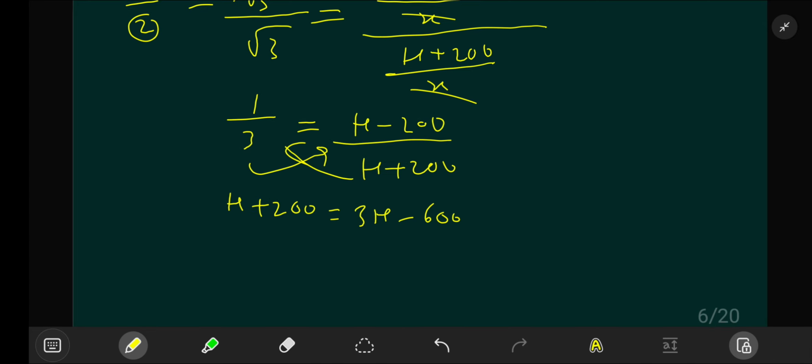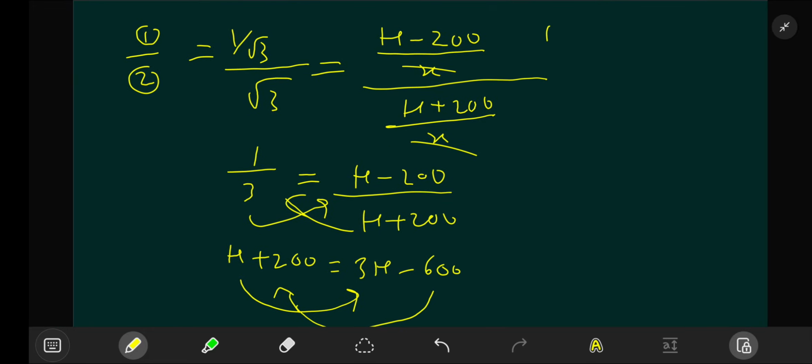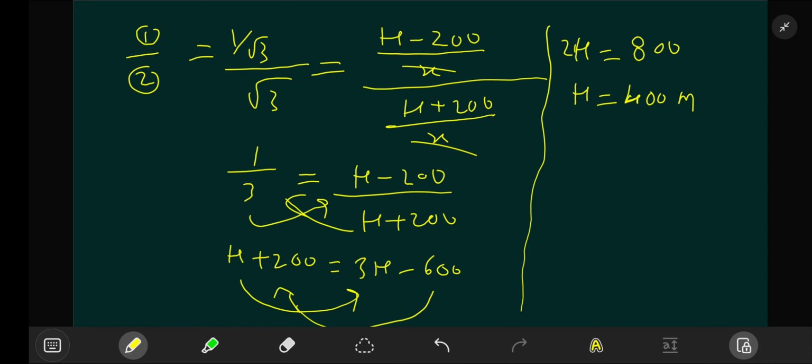3h minus 600. Now send this h to this hand side and minus 600 to the left hand side. So it becomes 2h. 3h minus h. This h will come to left hand side, that becomes minus h plus 3h is equals to 2h, that is equals to 600 plus 200 is 800. So h is equals to 2 4s are 8, that is 400 meters.